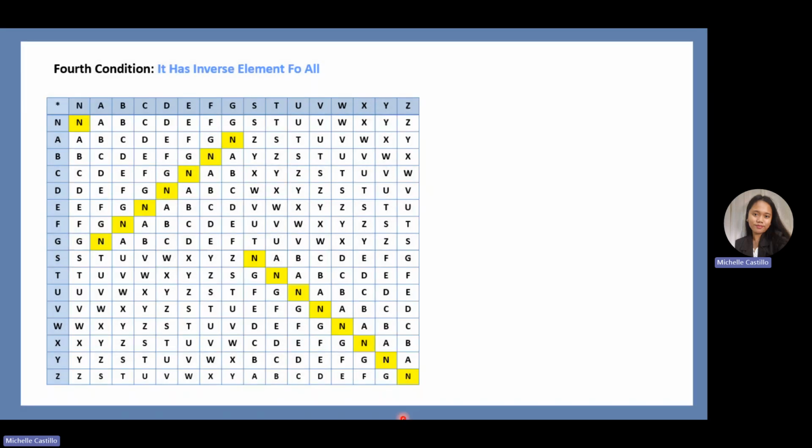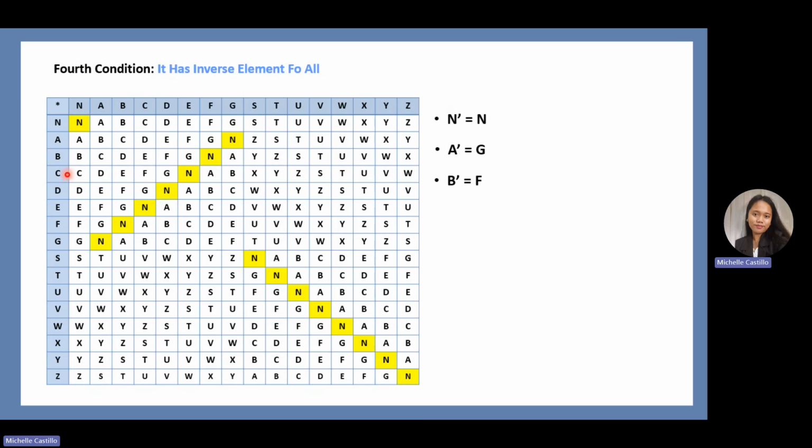Then next, our last condition is that the inverse element for all exists. So for N, from N to the identity element N is N, therefore the inverse of N is itself. Then next, A: from A to the identity element N is G. So A inverse is equal to G. Then B to the identity element N is F. Therefore, the inverse of B is F.